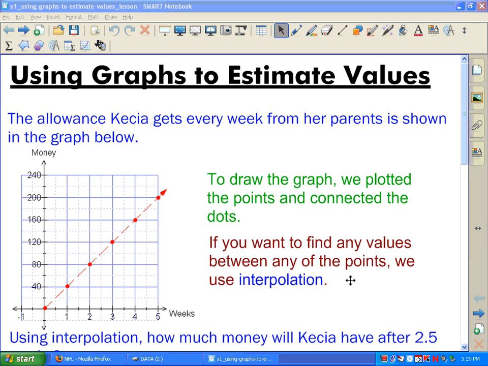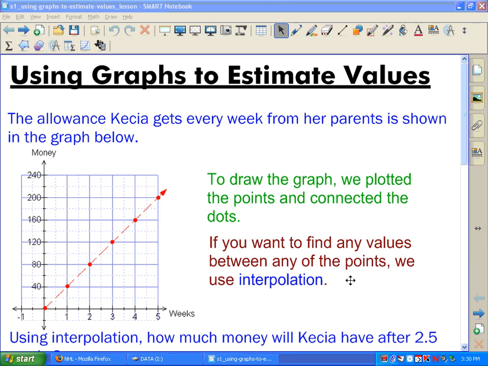Alright, today we're going to do the last lesson in this unit, which is using graphs to estimate values. For example, let's take a look at this special situation. Keisha gets an allowance, and her allowance is shown in the graph below. To draw the graph, we plot the points and connect the dots.